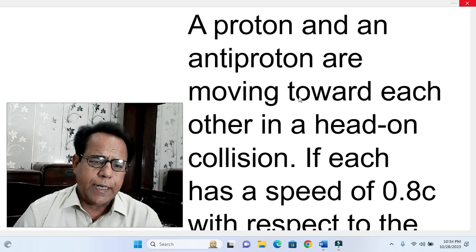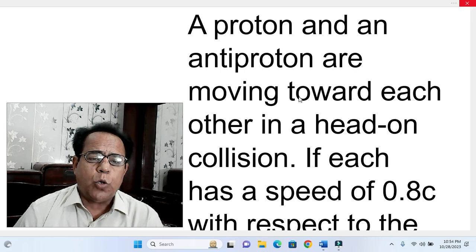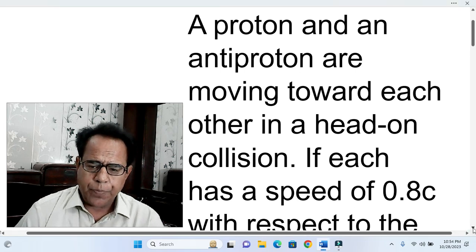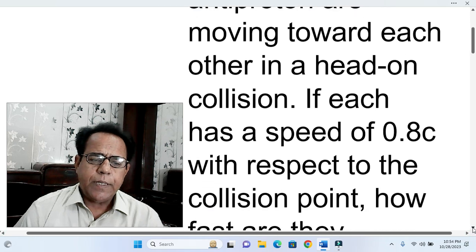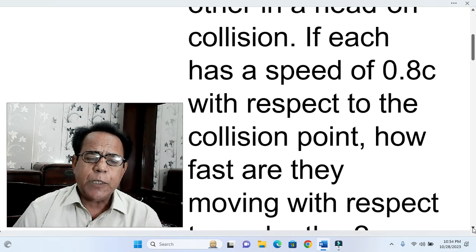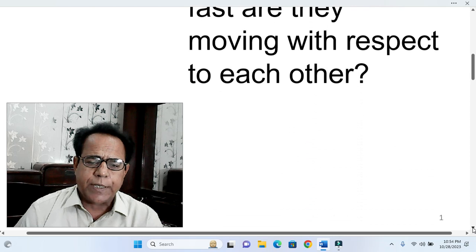T. Thornton and Andrew Rex. As usual, we first come to its statement. A proton and an antiproton are moving toward each other in a head-on collision. If each has a speed of 0.8 c, where c is the speed of light, with respect to the collision point, how fast are they moving with respect to each other?